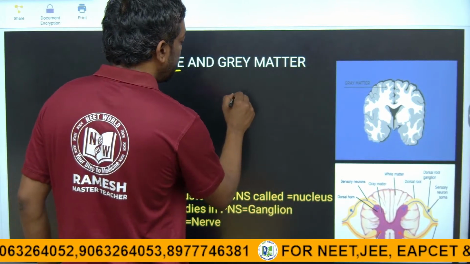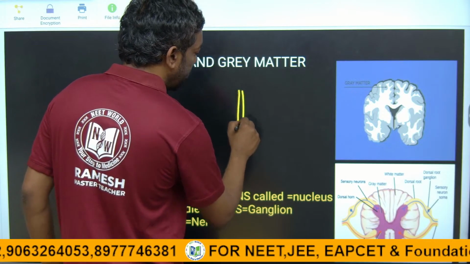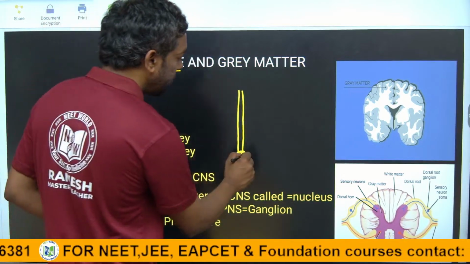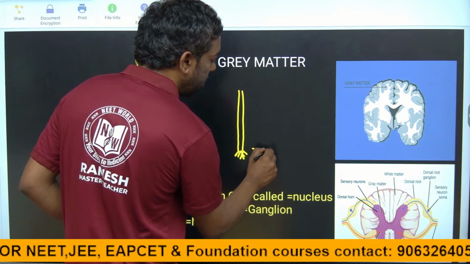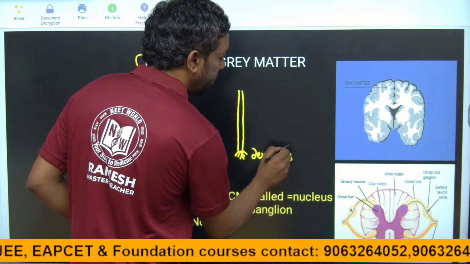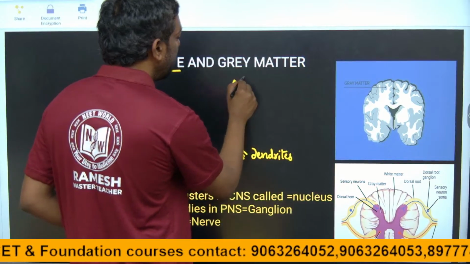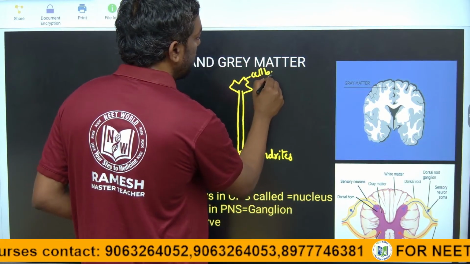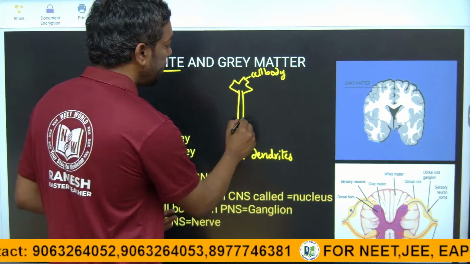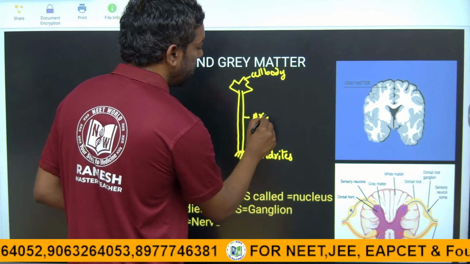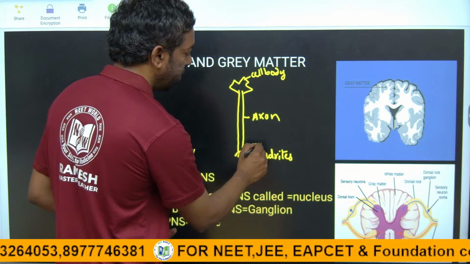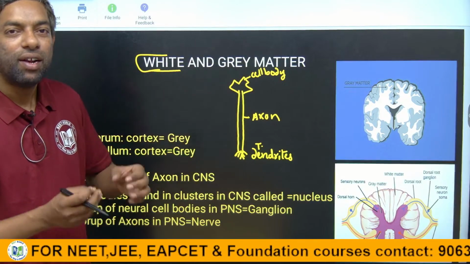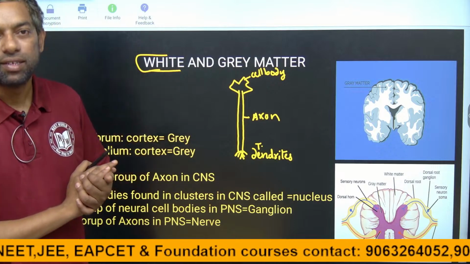Structure of the neuron, guys, just look into this. This is the axon part. These are the dendrites, and this is the cell body. This is the axon, and these are the teledendrites. This is the neuron. It can carry the signal from the peripheral nervous system towards the central nervous system.